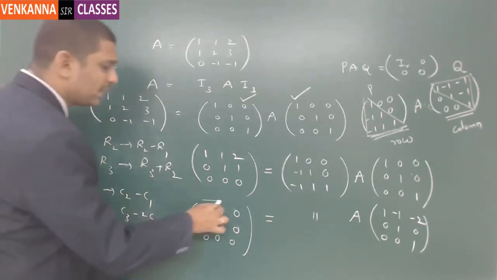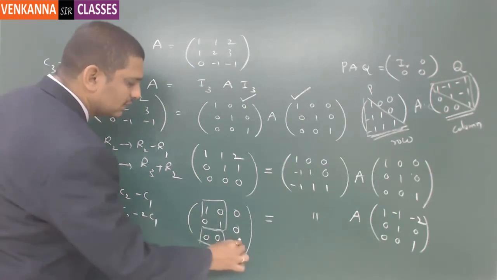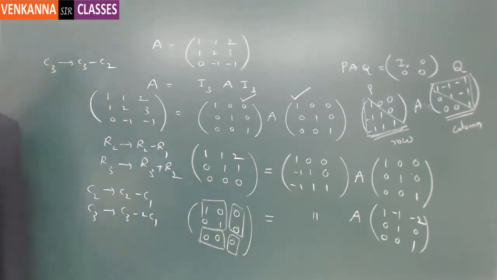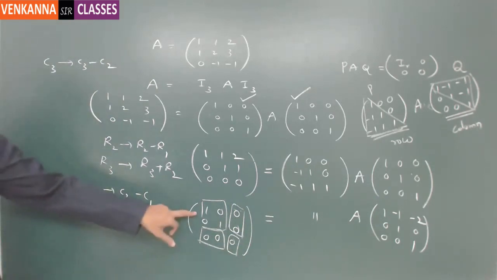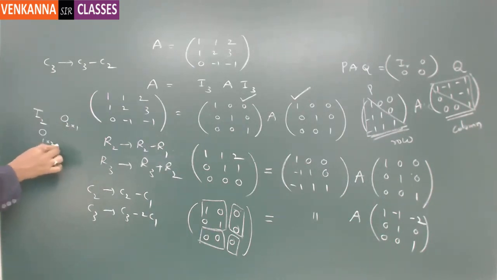This is the identity matrix. This is a zero matrix. This is a zero matrix. This is a zero matrix. Since it has order 2, so you got the matrix form as I2. The other one is a zero matrix of order 2 by 1. You have a zero matrix of order 1 by 2. You have a zero matrix of order 1 by 1. This is the form you got here.